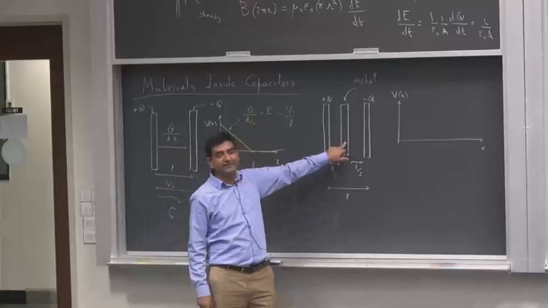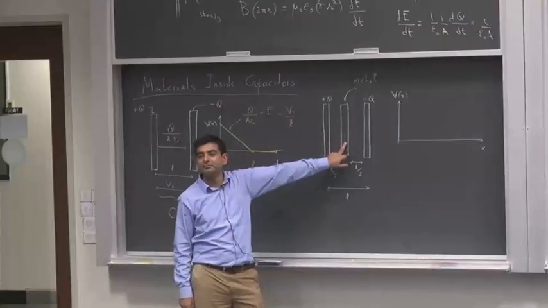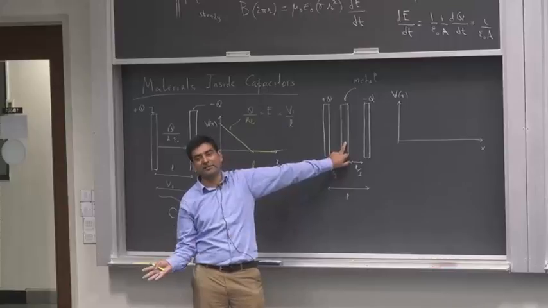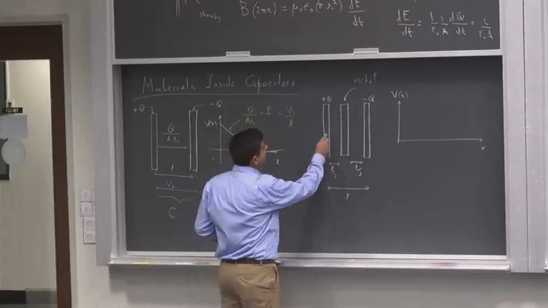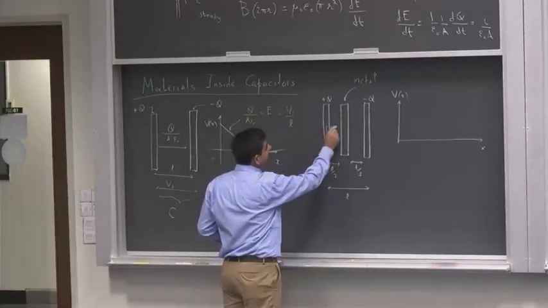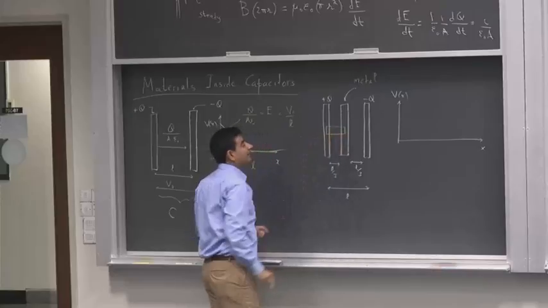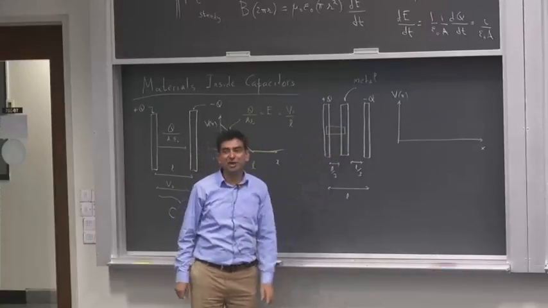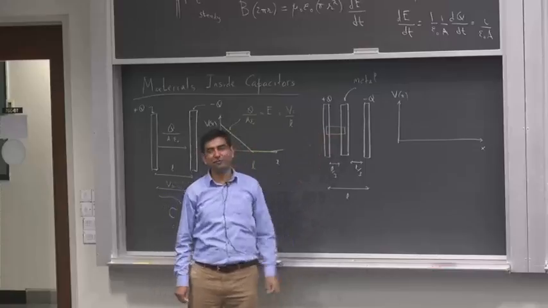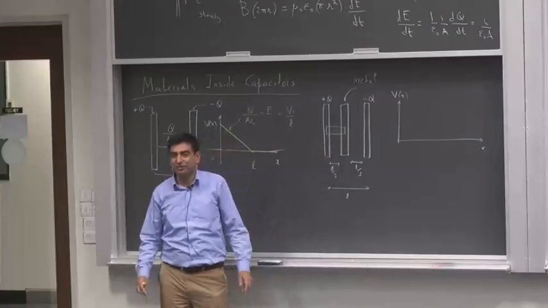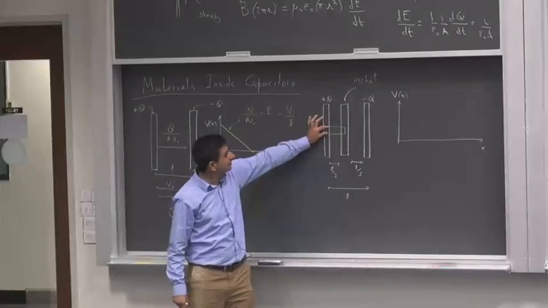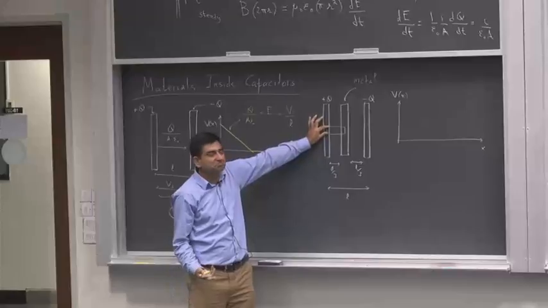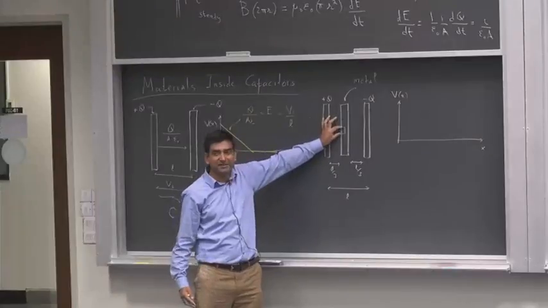What's the electric field inside this plate? 0. In electrostatics there can be no electric field. So if I take a Gaussian surface like this, the electric field inside here is 0, the electric field inside here is 0. So the total charge enclosed by this volume has to be 0 by Gauss's law. So if this has some charge plus Q, this will have a charge minus Q.